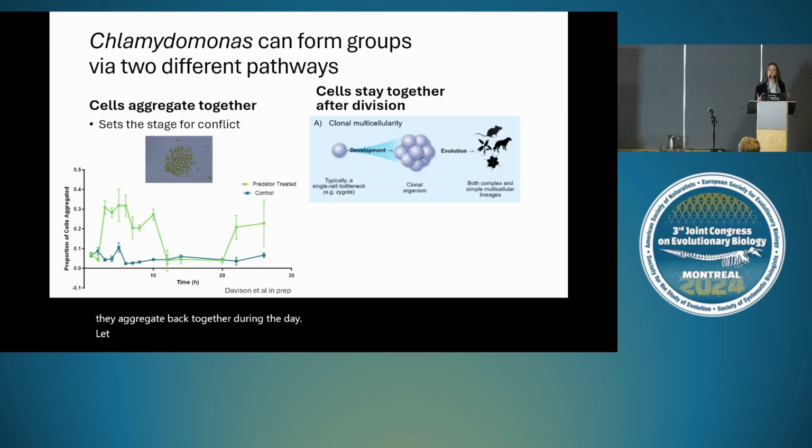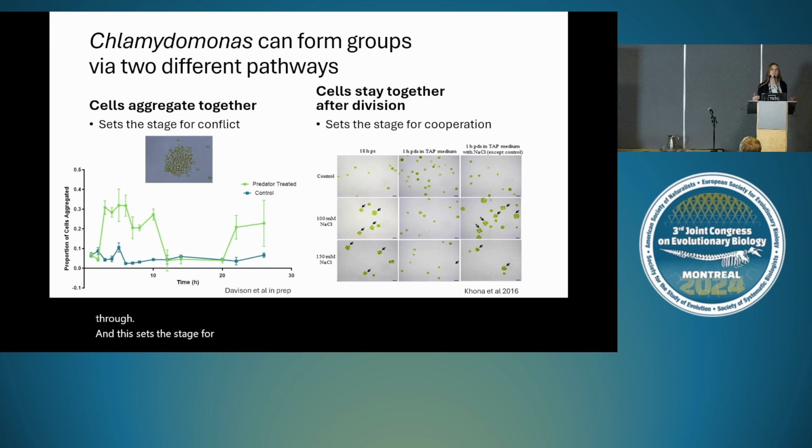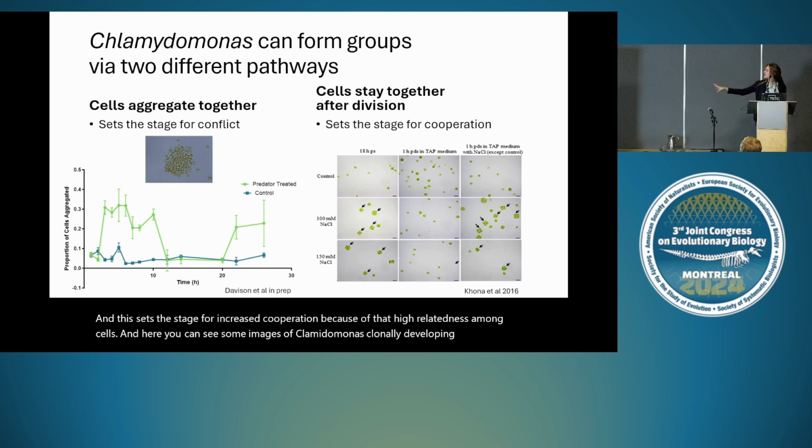Chlamydomonas can also form cell groups via clonal development, so that's cells staying together after division. Those cells are all going to be very closely related to each other because they're all descending from that same unicellular bottleneck that they develop through. And this sets the stage for increased cooperation because of that high relatedness among cells. And here you can see some images of Chlamydomonas clonally developing groups that have developed in response to salt stress.